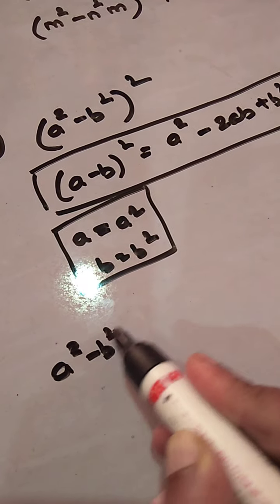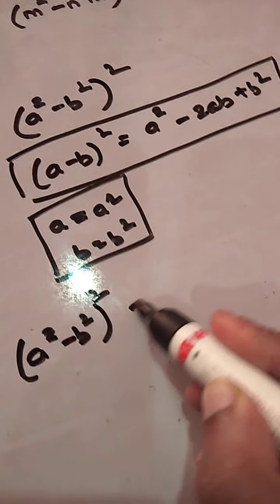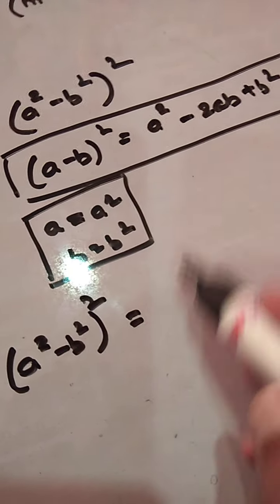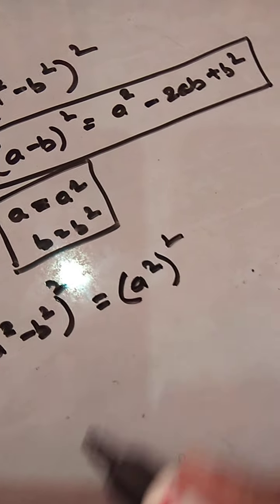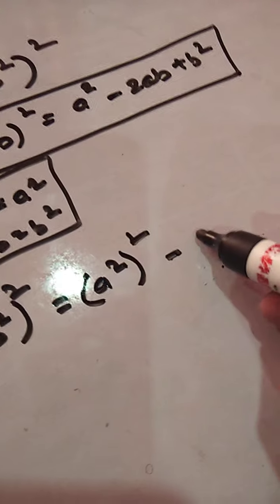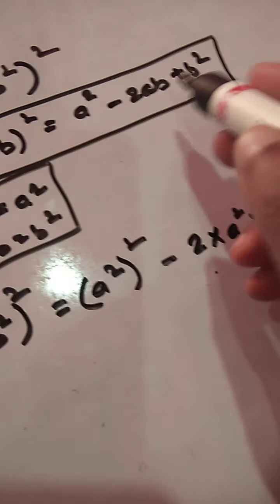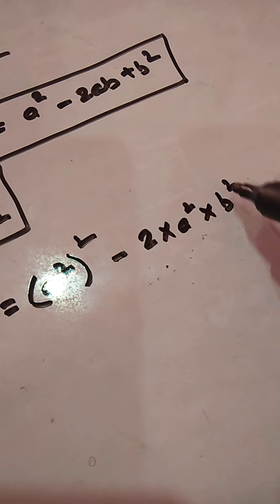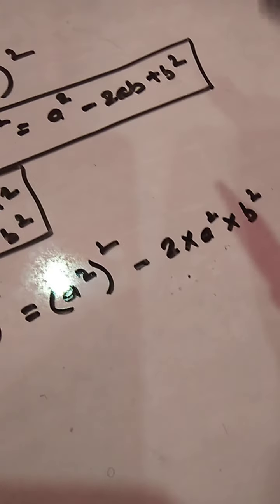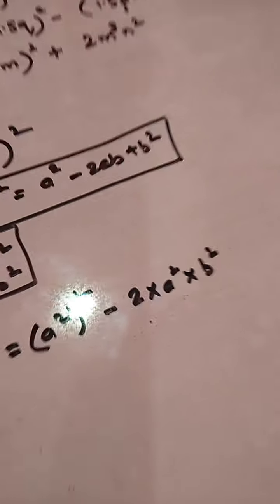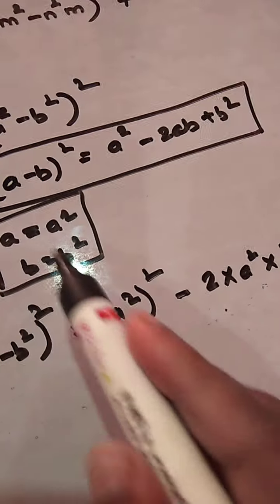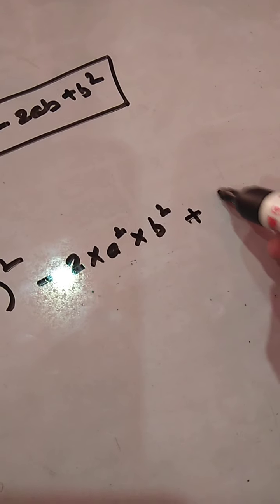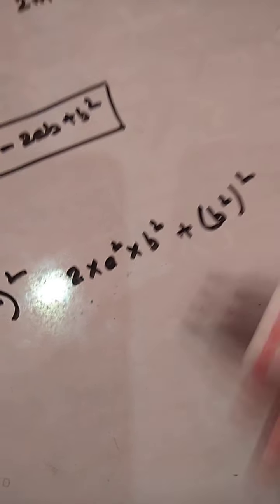(a square minus b square) whole square. What is the first thing? a square, so we write a square and then the whole square. Then minus 2 into a, which is a square, and b, which is b square. Wherever you see b, we put b square, and wherever you see a, we put a square. Finally, according to the formula, we write b square, and then we do the whole square like this.